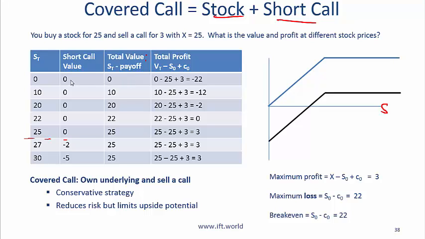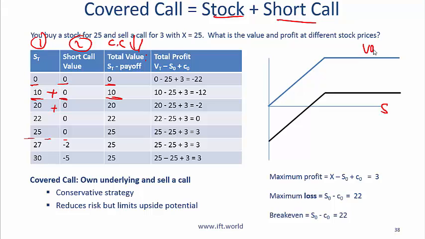So if the stock price is 0, short call is 0, so the total value is 0. This is total value for the covered call, stock and short call. What if the stock price is 10? Stock price is 10, value of the short call is 0, so the total value of the two combined is 10. This column is simply the sum of column 1 and column 2. So you can come up with the total value.